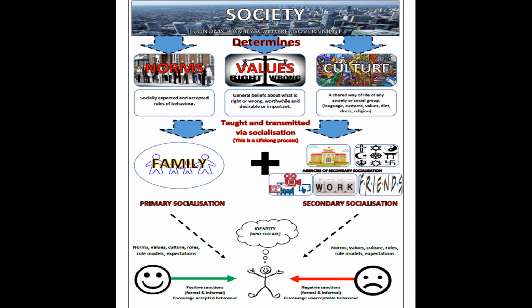The norms, the values, the culture, that helps shape us and who we are and helps form our identity. At the same time, we've got positive sanctions, negative sanctions from those institutions, reinforcing, shaping and moulding our behaviour. And overall, this is kind of what we would have covered and what we have looked at in our first week of sociology. So if this helps, take a screenshot of it or ask your teacher for a file.